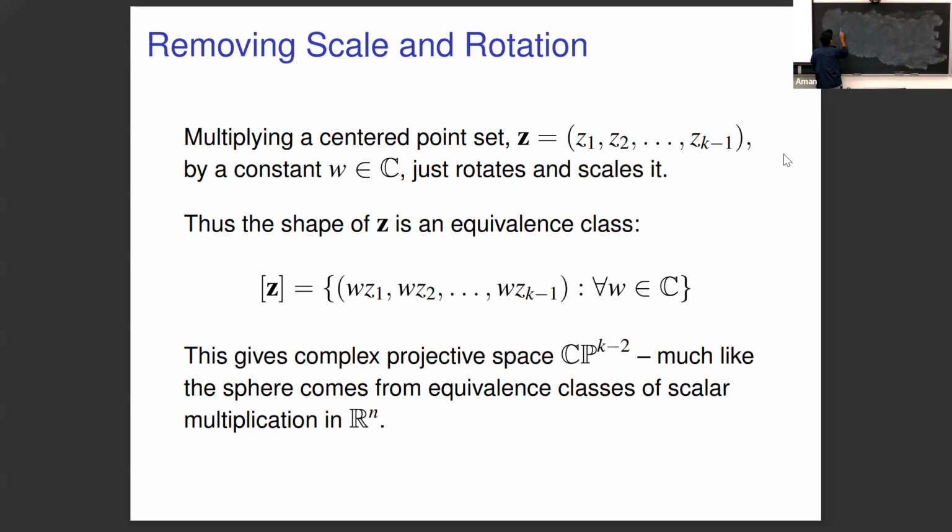Yeah, so the shape of Z can now be reduced to an equivalence class [Z], where it is a set of wz1 from wz2 in C^n for every element of complex minus the original.